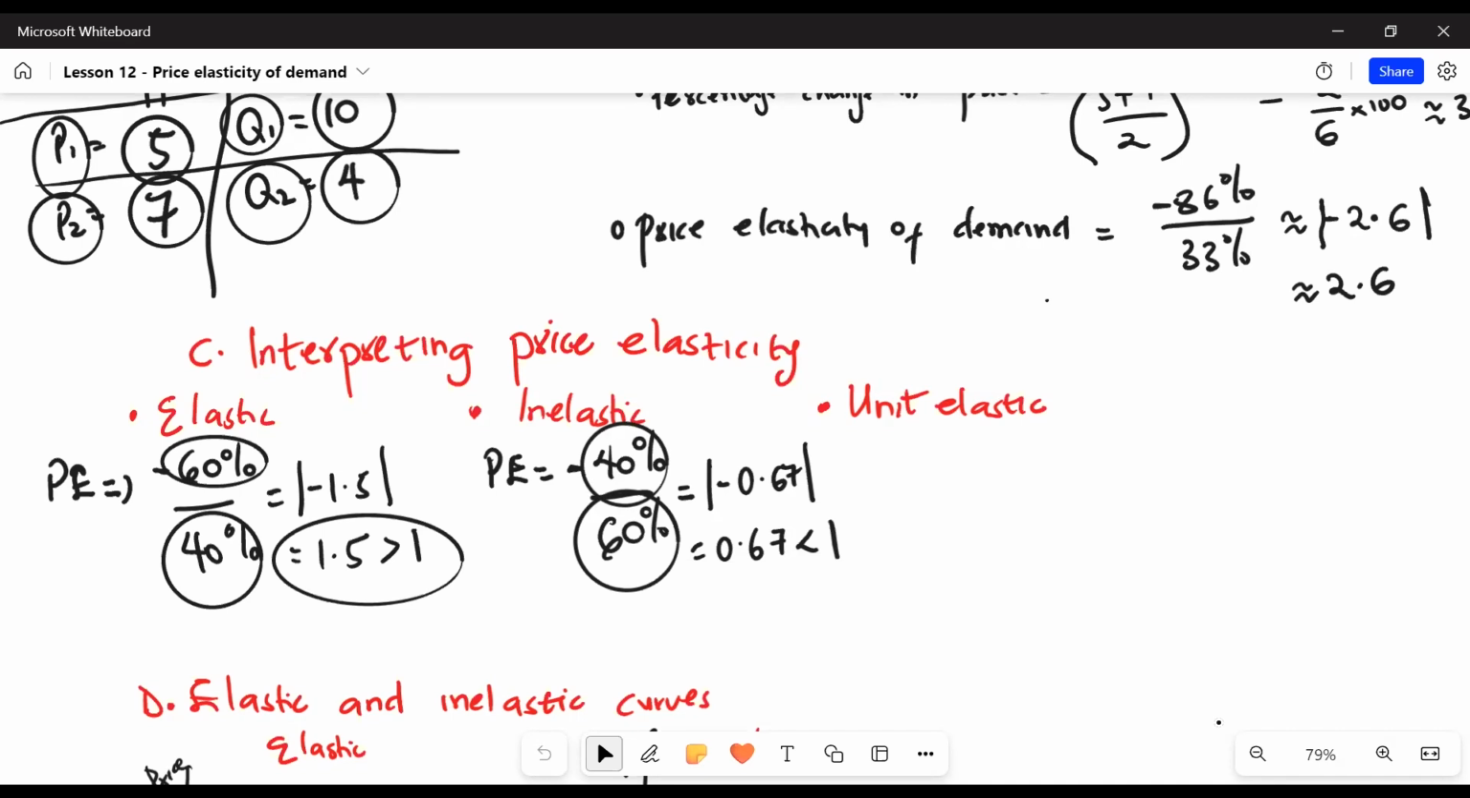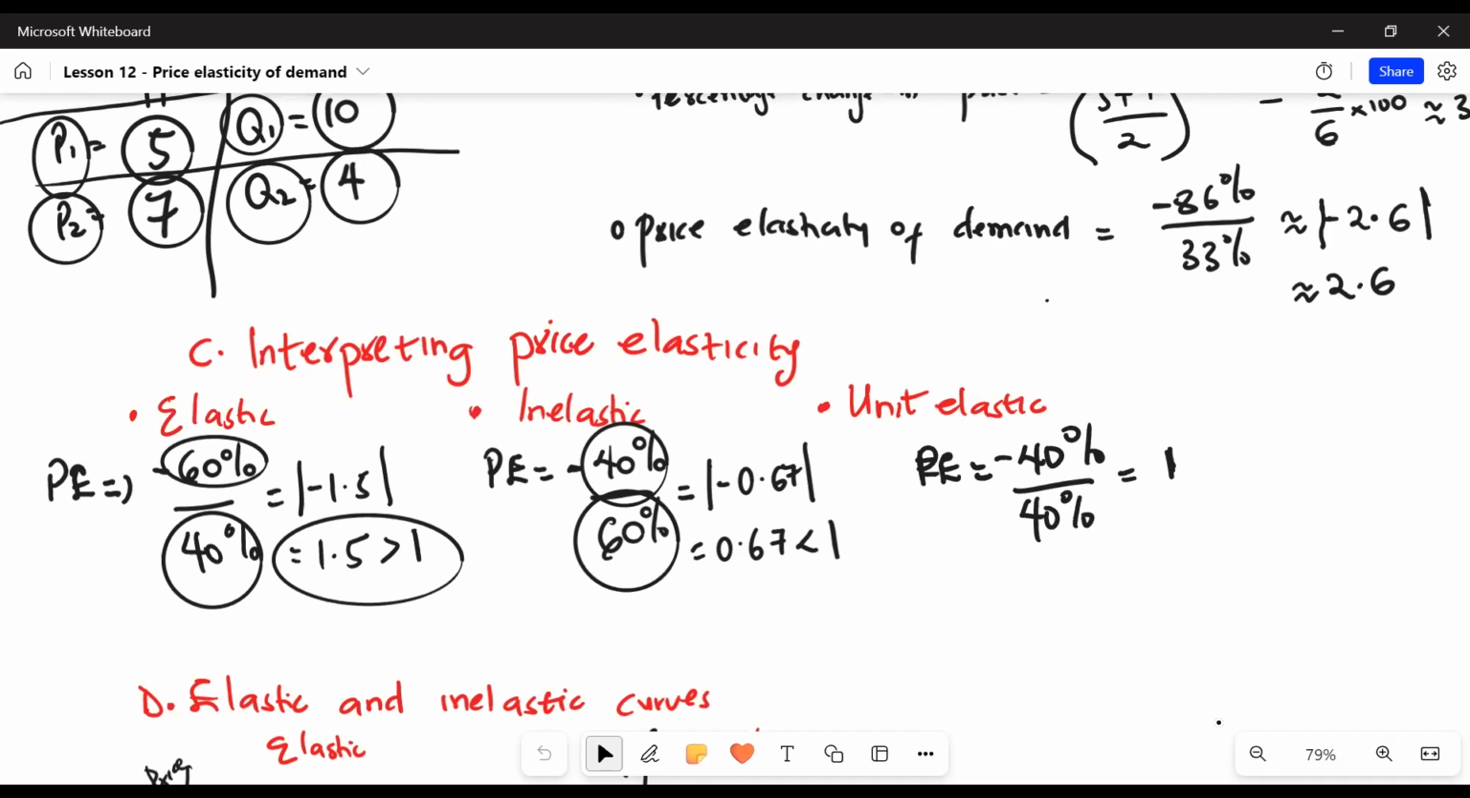And then the final type of elasticity is unitary elastic, when the change in price is the same as the change in quantity demanded. So quantity demanded and price will change by the same proportion or the same percentage. An example of this will be a price elasticity of 40% change in quantity demanded versus 40% change in price. And this will give us a value equal to 1. So when you calculate a price elasticity that is equal to 1, then it is unitary elastic.